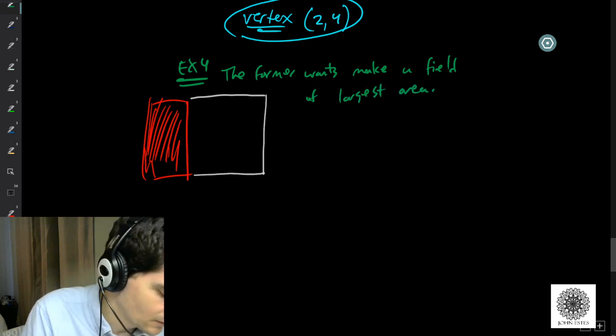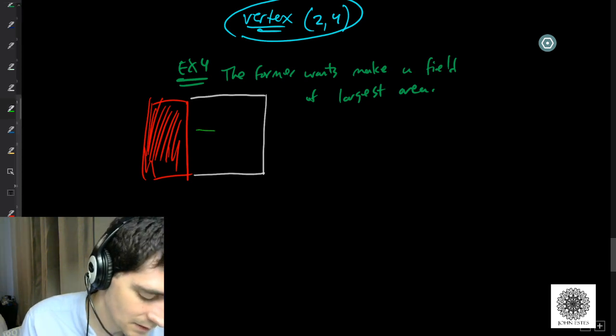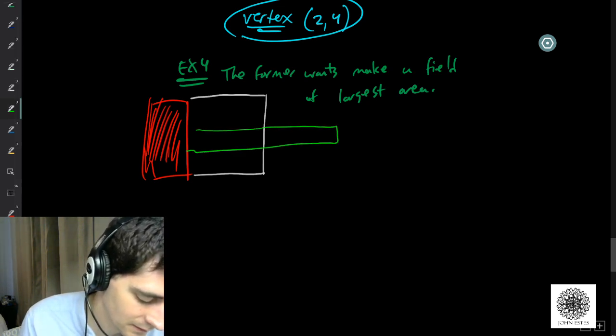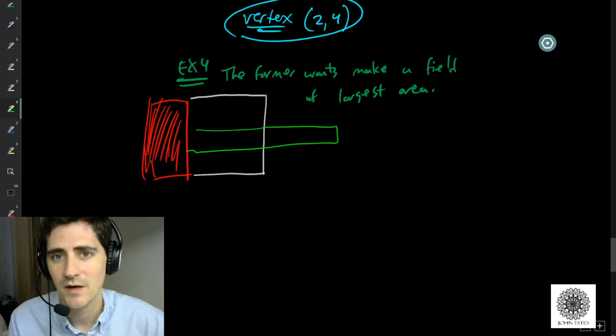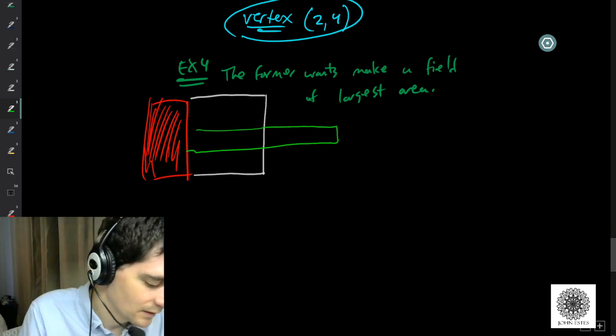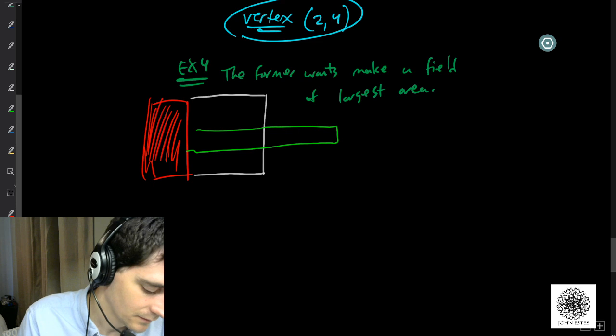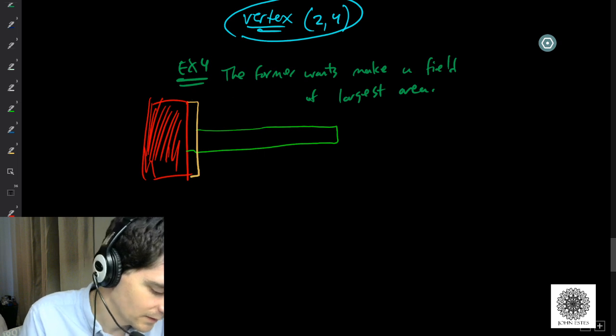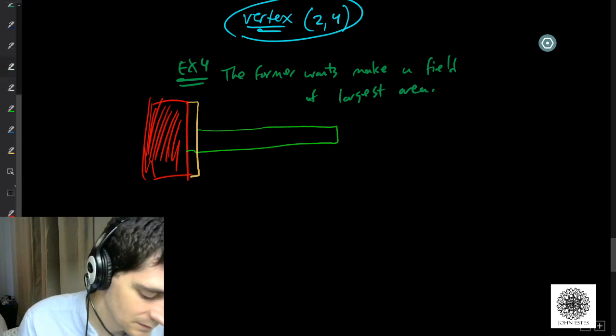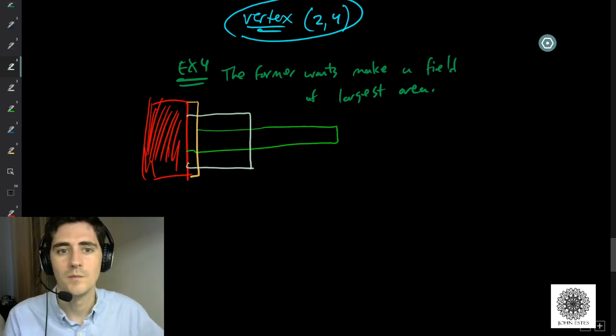And that's kind of an interesting question. I mean, maybe he should make it long and skinny like this. Would that maximize his area? Maybe he should make it kind of flat and long. And I drew this here, maybe that's too much fence. Maybe he doesn't have enough fence for that. Or should he do some sort of average in between? Which one of these fields has the most area?